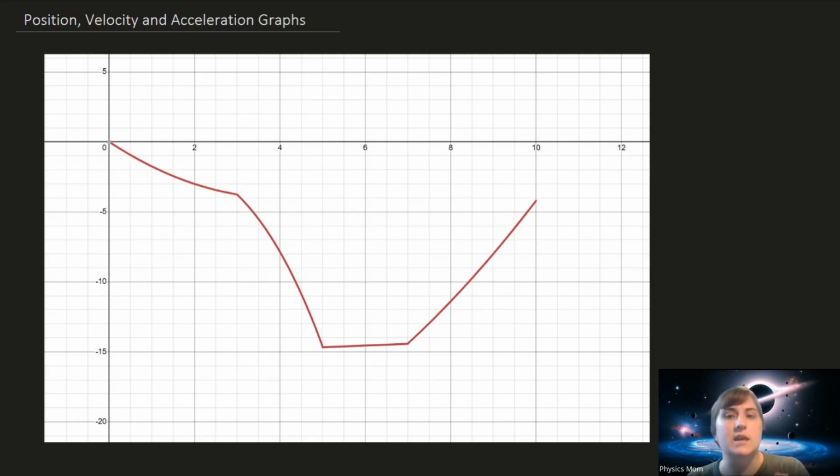And then it looks like it instantaneously changes its motion at around... oh goodness, what is that?